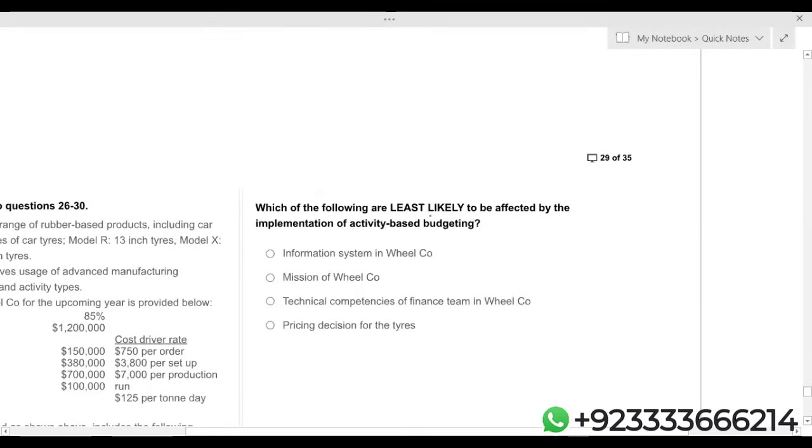Which of the following are least likely to be affected by the implementation of ABC budgeting? Information system in the wheel company will be affected because you need to update your system. Mission statement, it has nothing to do with the mission statement. Technical competencies of the finance team obviously will be affected. Pricing decision will be affected. But when it comes to the mission of the wheel company, it will remain there. Don't worry at all.